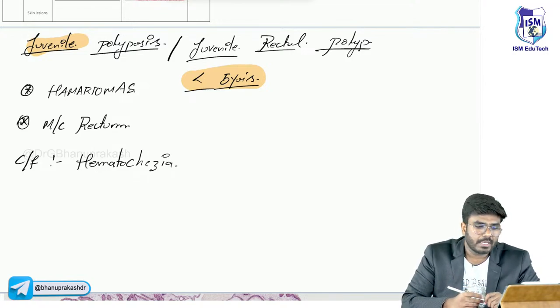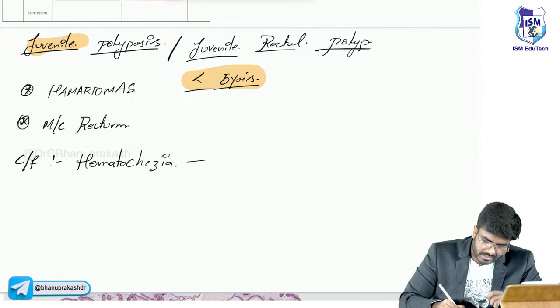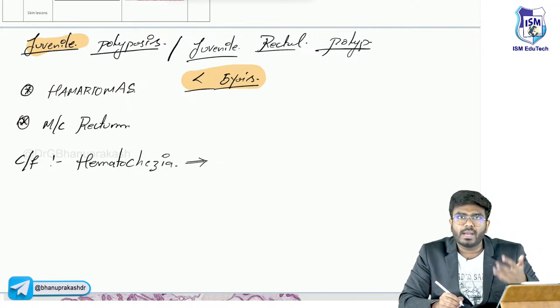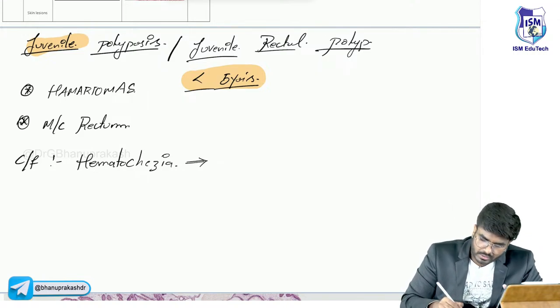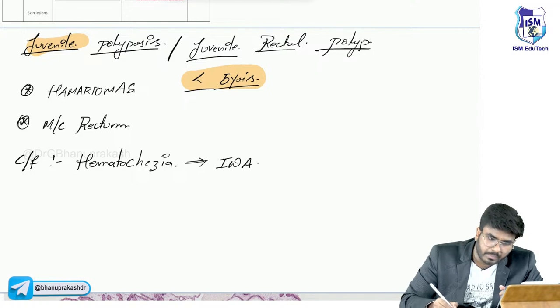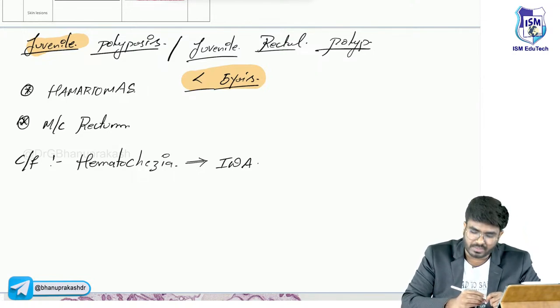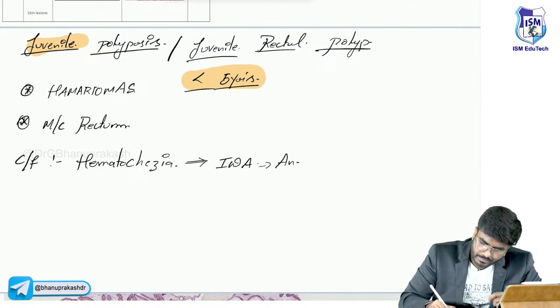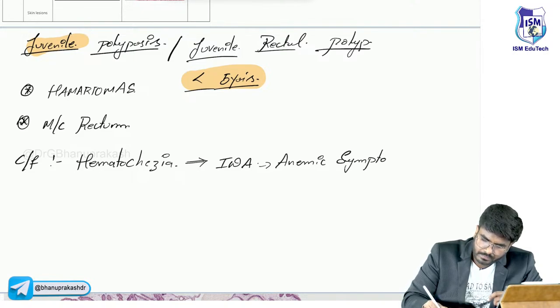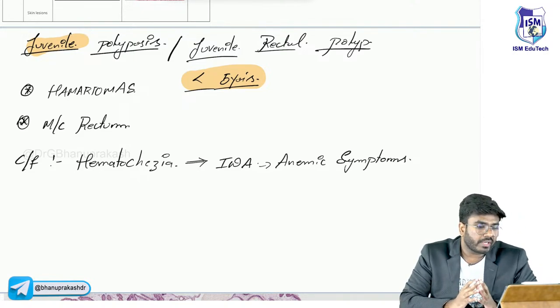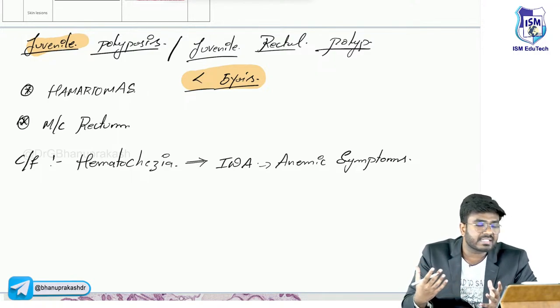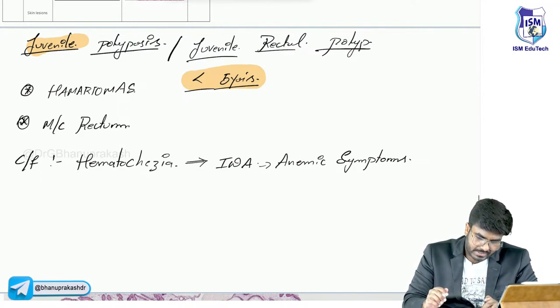So, as the person is losing a lot of blood, the patient is going to present with what? Iron deficiency anemia. The features of iron deficiency anemia, anemic symptoms, are going to be seen. So the patient is going to have hematochezia and anemic symptoms. Most common site is going to be the rectum, seen in less than 5 years, and more than 5 polyps in the colon or the rectum is diagnostic.